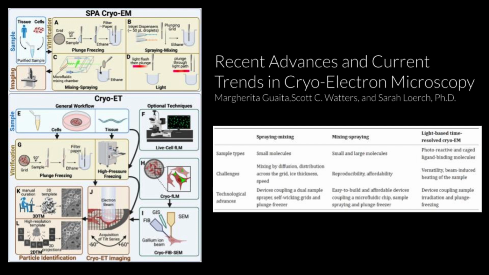New techniques are making it easier to study molecules in their natural environments using methods like SPA and cryo-ET. These were once separate, but are now converging due to the demand for detailed studies of molecules in action. Recent advances like time-resolved cryo-EM and cryo-FIB milling also provide unprecedented resolution, but they are costly. There's a pressing need for affordable access to these tools to make cryo-EM more widely accessible.